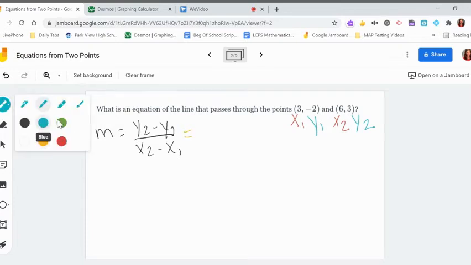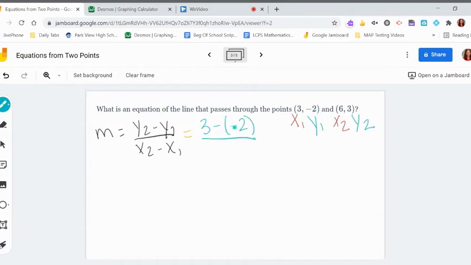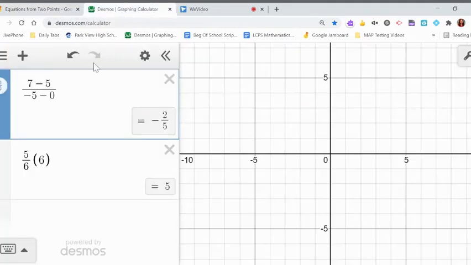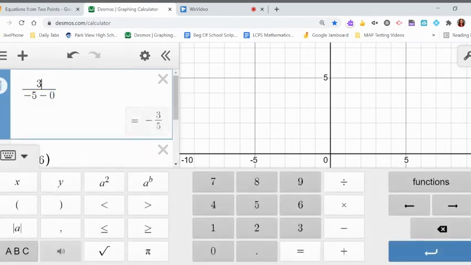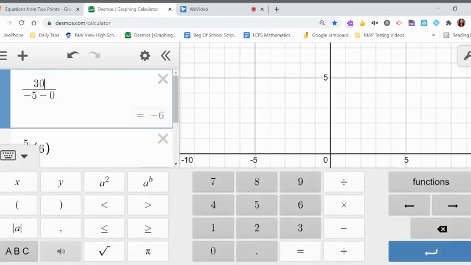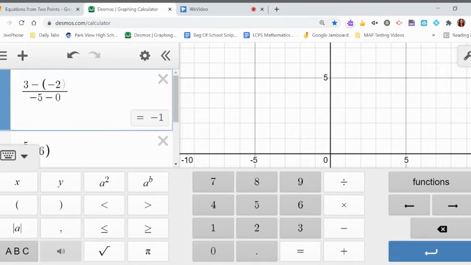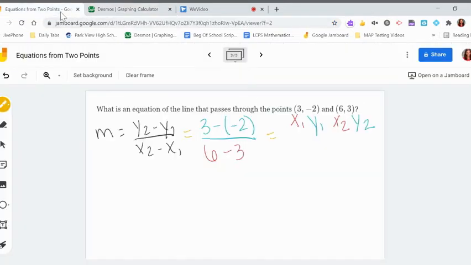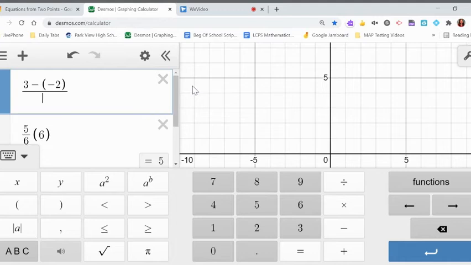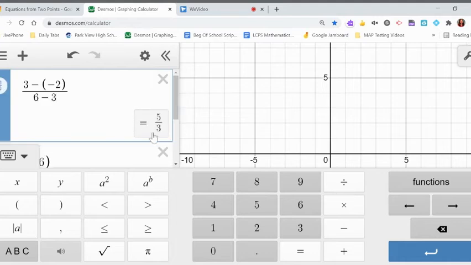All right, I'm going to start with my y's. y2, I do 3 minus a negative 2. Be careful with your negatives there. 3 minus a negative 2. There's two different negatives, one from this minus and one from this minus, over my x2, which is 6 minus 3. All right, so I'm going to type that in my calculator. 3 minus negative 2. Okay, and then in the bottom, I have 6 minus 3. All right, I get 5 over 3.